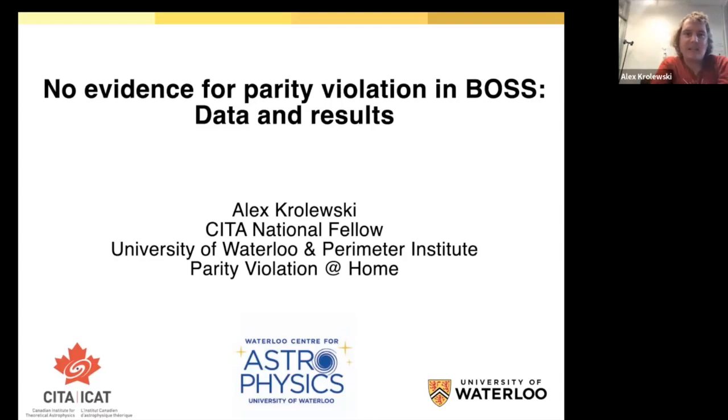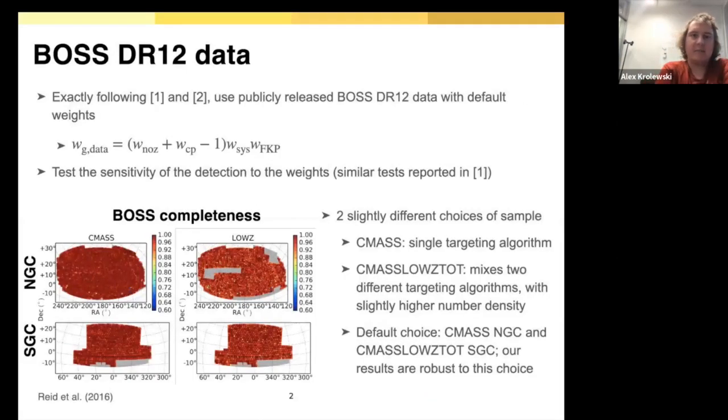I'm Alex Krolewski, and I'll tell you about the data and results for our work on the reanalysis of parity violation in BOSS. Exactly following the previous papers, we use the publicly released BOSS DR12 data with the default weights. These weights correct for instrumental effects such as imaging systematics and fiber collisions. Following similar tests in Jamin's paper, we test the sensitivity of the detection to these weights.